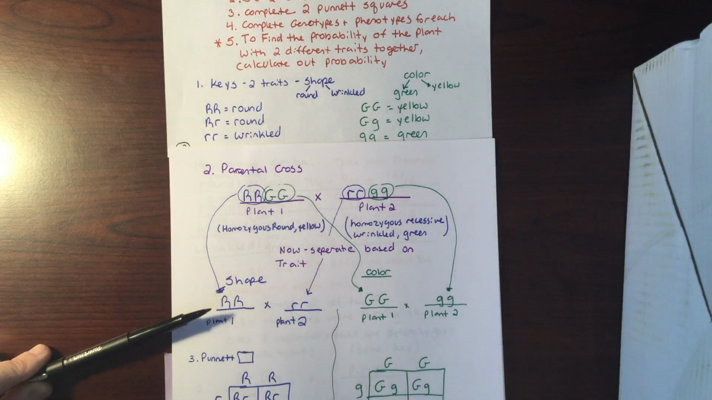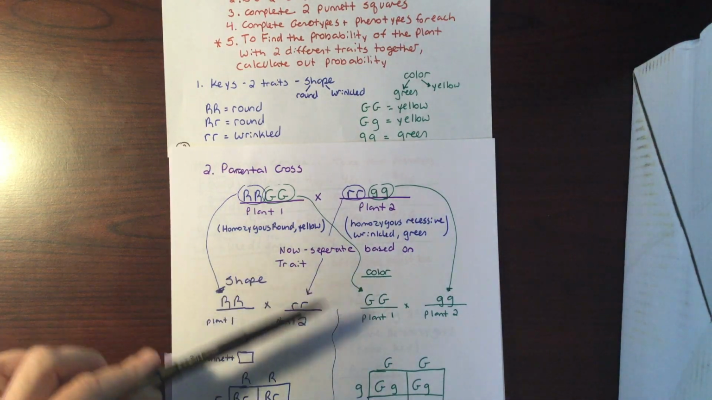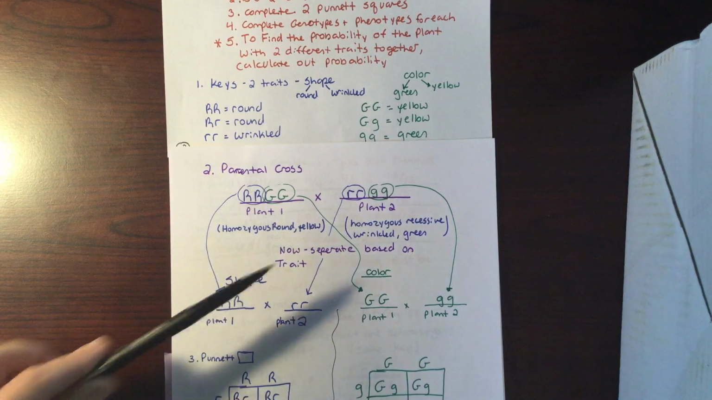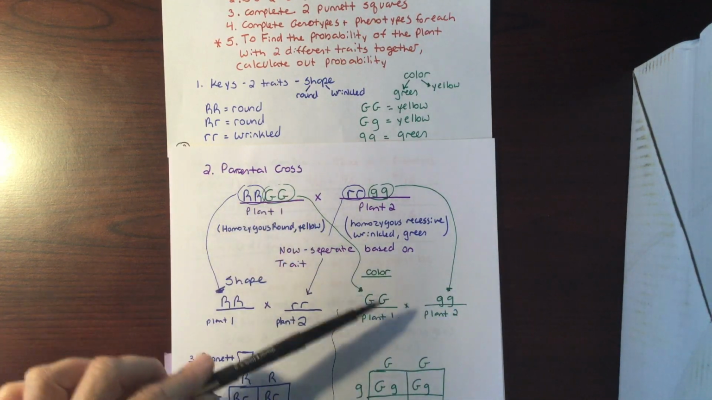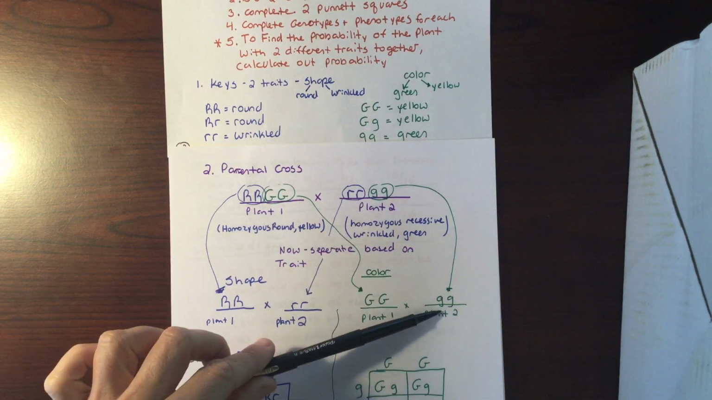Let's put those two together. Let's stick my R's together here. So here is my shape gene. Here is my color gene. Parent number 1, big G. Parent number 2 is little g.